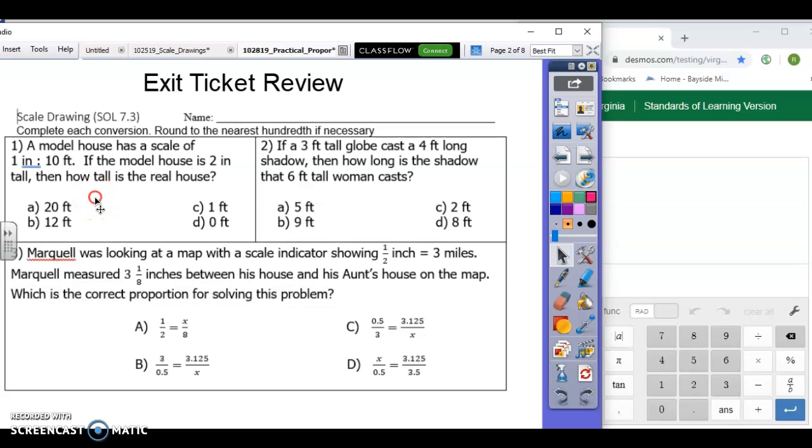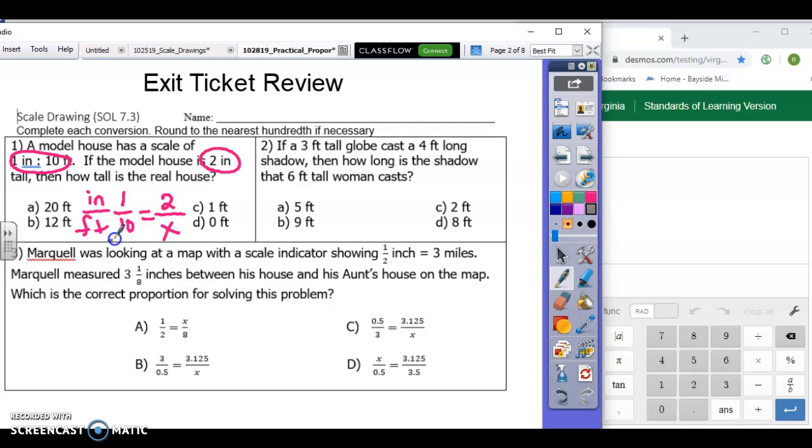So I'm going to put right here, I'm going to show my work. I have inches and feet. So the two that go together are these two right here. So 1 inch and 10 feet. And then if I look at the other thing, it tells me that it's 2 inches. So I make sure it's in the correct line. So we have 2 here, and then my X is in that spot.